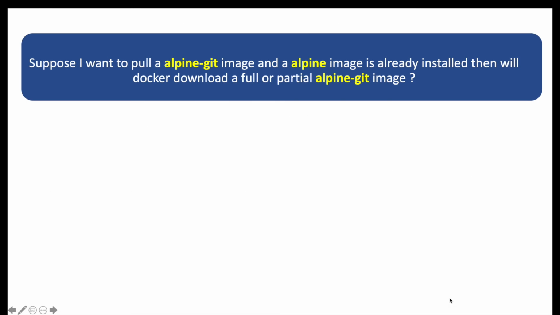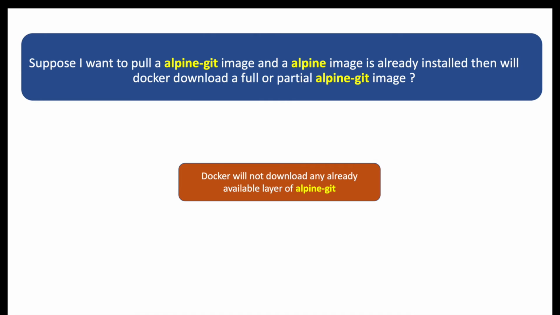Next is a scenario based question. Let's suppose I want to pull an Alpine Git image and an Alpine image is already installed. Then will Docker download a full or partial Alpine Git image? The answer to this question is Docker will not download any already available layer of Alpine Git. Don't go by my words, let's see in practical as well.